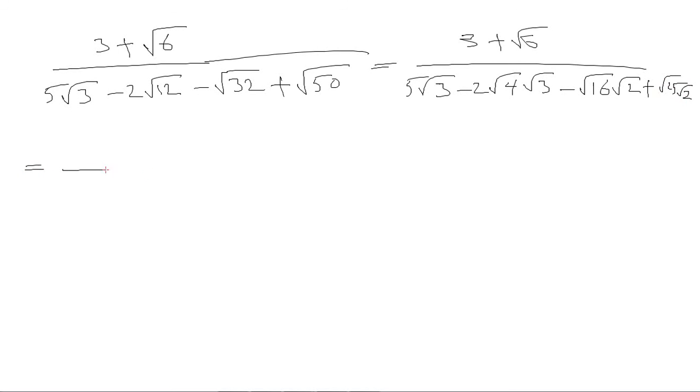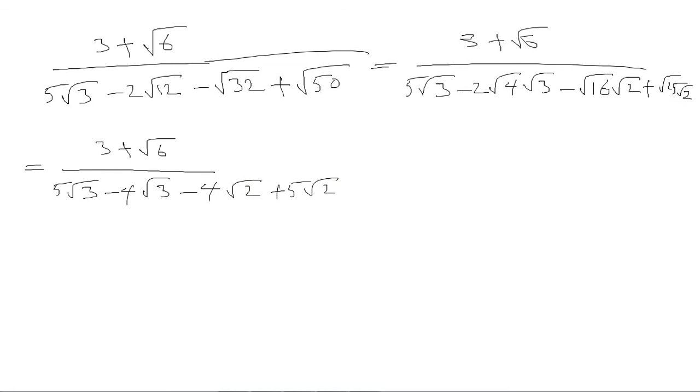So this equals 3 plus radical 6 over 5 times radical 3. Radical 4 is 2, 2 times 2 is 4, minus 4 times radical 3. Radical 16 is 4, so minus 4 times radical 2. And radical 25 is 5, so plus 5 radical 2.